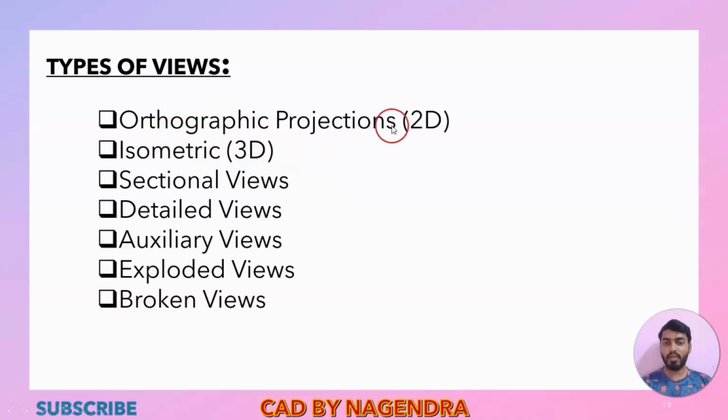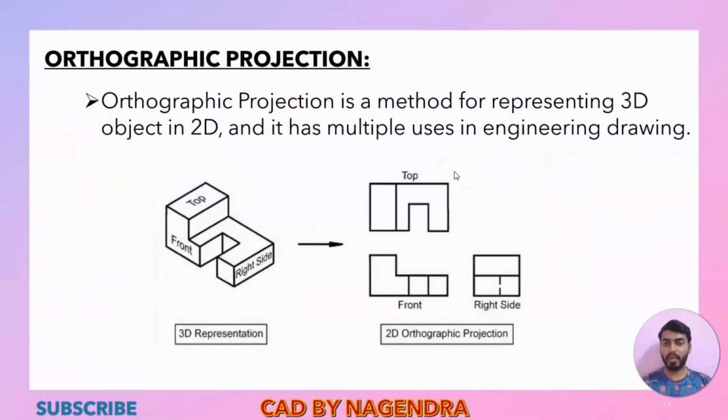First we are going here with orthographic projections. Now, what is meant by orthographic projection? Orthographic projection is a method for representing a 3D object in 2D and it has multiple uses in engineering drawing. So let's say for example we are having one 3D object. If we are representing this 3D object in 2D format, 3D is nothing but three-dimensional mode. Here we are able to get three dimensions, as you can see, length, then height and width we are able to see.